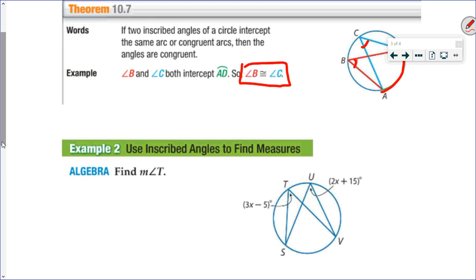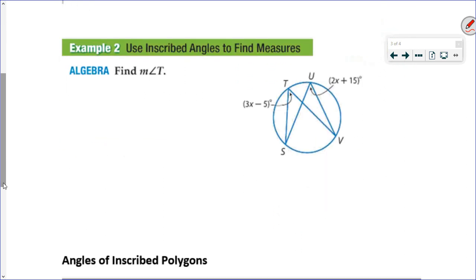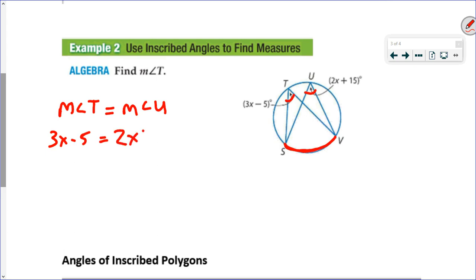This next example is a great example of that. Here, we want to find the measure of angle T. Clearly, angle T intercepts arc SB. Angle U intercepts arc SB. So they intercept the same arc, so the measure of angle T must be equal to the measure of angle U. These are congruent angles. So that gives us this equation: 3x minus 5 equals 2x plus 15.